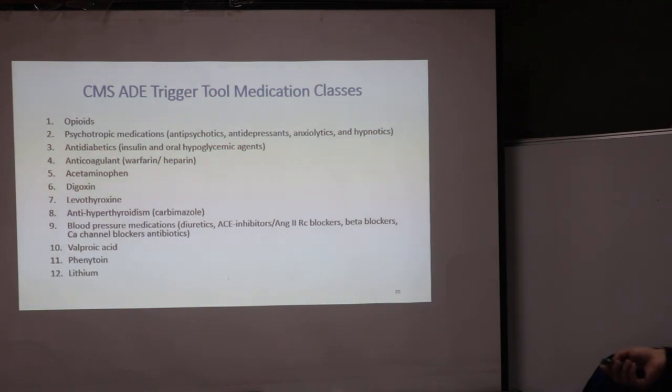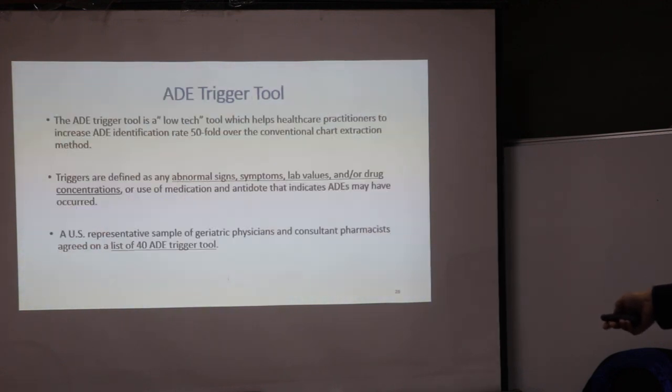Antidiabetics, you know, insulin causing hypoglycemia. And they use something called sliding scale insulin. They measure the blood glucose 4 times a day, or it depends, and they give them the dose according to the measurement. So there's really fluctuation in blood glucose, and they have hypotension, they have hyperglycemia. Anticoagulants, warfarin is very commonly used. Acetaminophen, digoxin, I didn't see any, maybe a couple only. Levothyroxine is common among elderly. Antihyperthyroidism, blood pressure medications, valproic acid, phenytoin, and lithium.